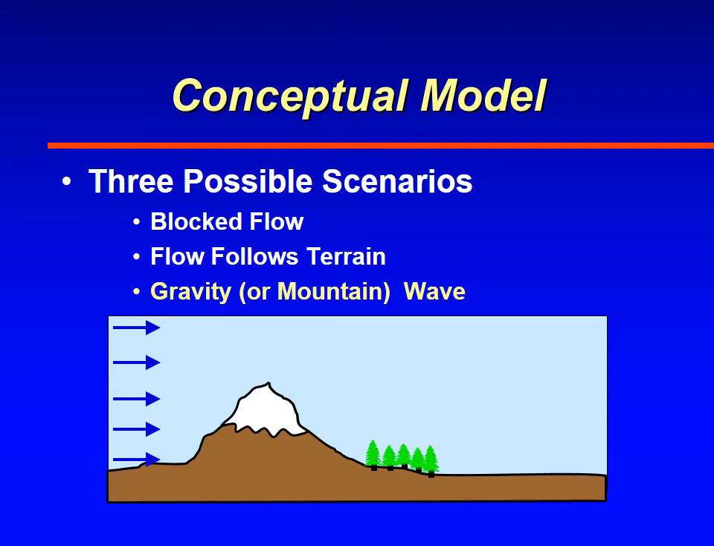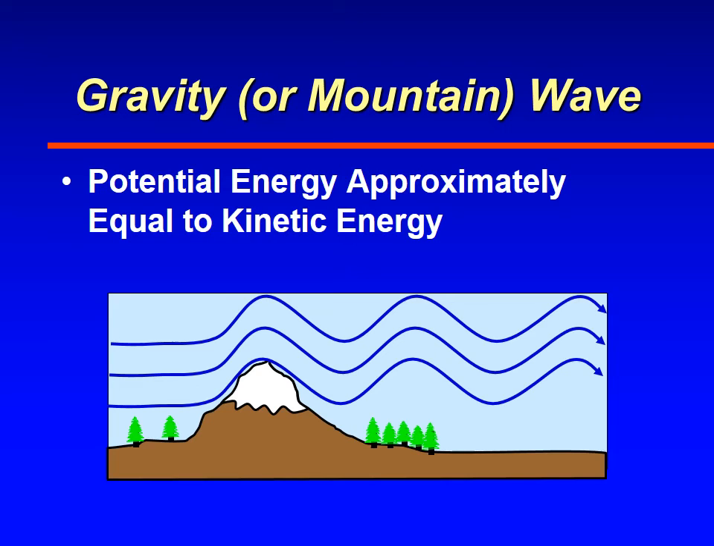So the third scenario that we can have is one which produces a wave, a gravity wave. And this happens when the potential energy is about the same strength as the kinetic energy. In other words, the wind speed is just strong enough to make it to the very top of the mountain. And that's about it. So how does it come down the other side? Gravity. Gravity pulls it down the other side.